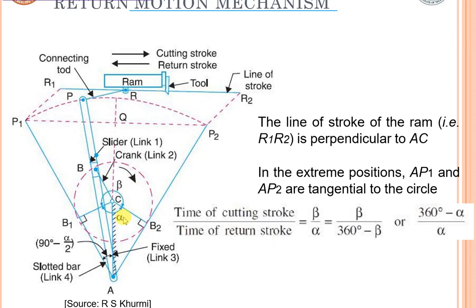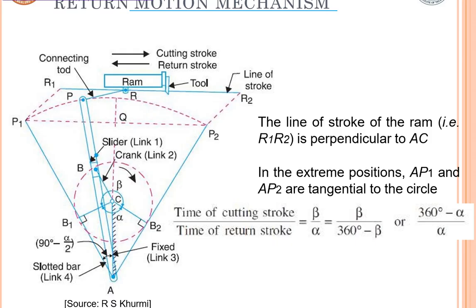So here in the crank you can see alpha is there, and 90 minus alpha by 2 is considered. So here one is alpha, another one is beta. Alpha is the return stroke, beta is the cutting stroke. So here B1 and B2 are the angles. B is the slider crank link 1. Crank has link 2. So here it is going to make the rotation, right? So this is what the motion is going to happen in the case of the crank and slotted lever mechanism.